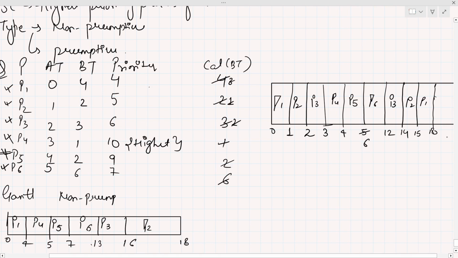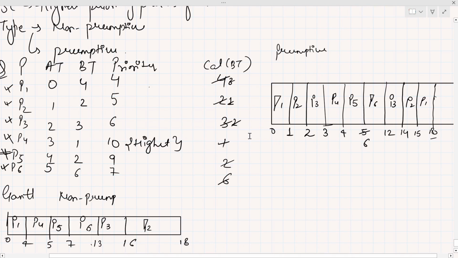Okay, so this is what we do for the preemptive approach. This is how we solve a priority based algorithm in a preemptive approach or a non-preemptive approach. Now we have to check that the Gantt chart we made is correct or not. The completion time of the last process is 18. If you sum up all the burst time, you will get 18. It means that we made a correct Gantt chart.